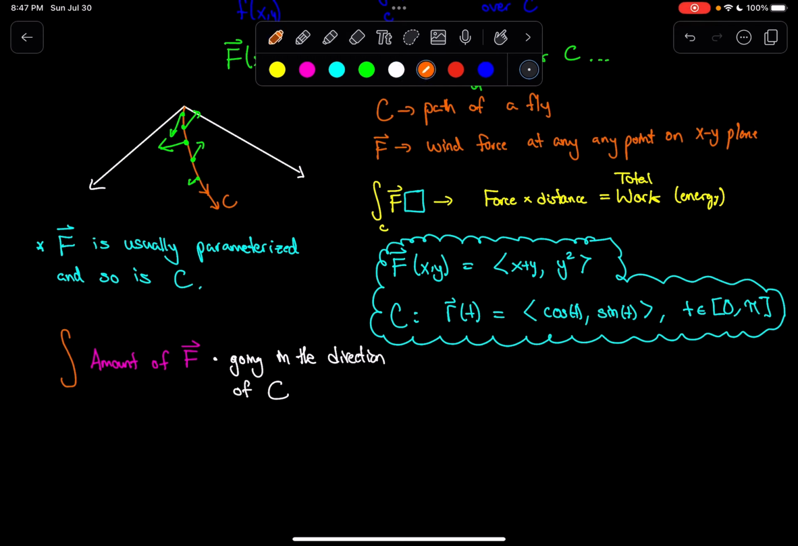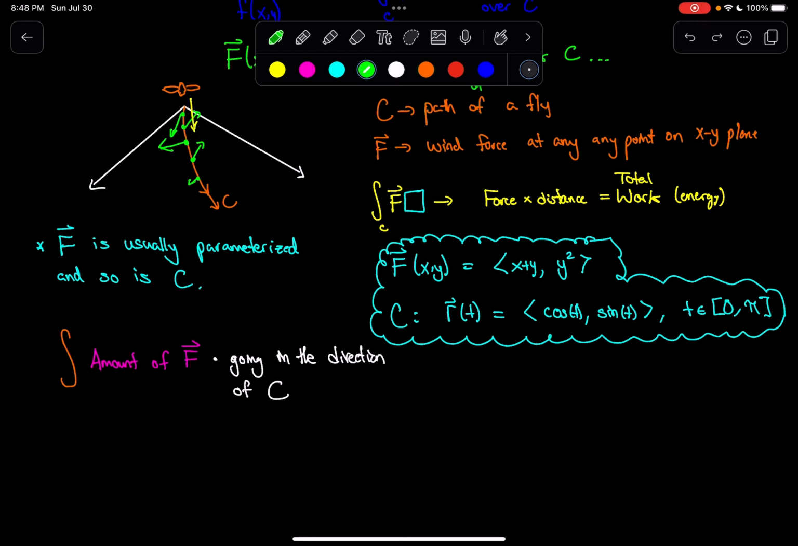The little fly. I don't even know how to draw a fly, but I will try. Let's say this is a fly and it's got some wings. Don't sue me, not an art major. And it's flying along the path. It's going this way. But there's a crosswind, it's blowing that way, and it's blowing this way, and it's blowing every which way that's indicated by all those little arrows on the screen.